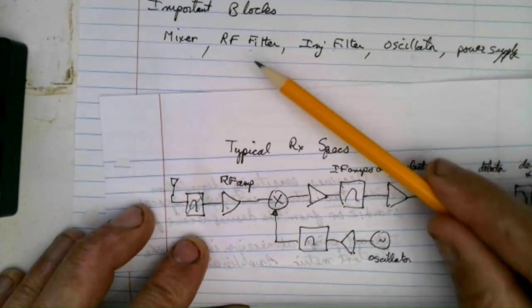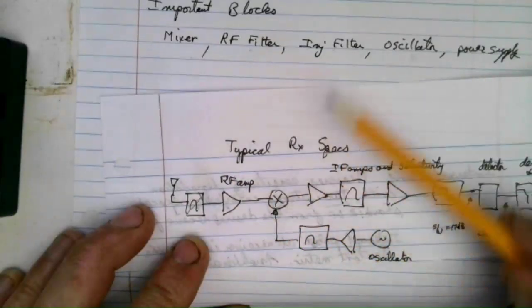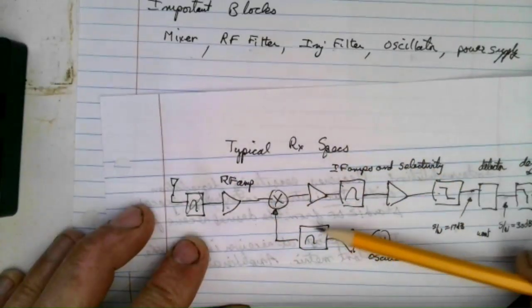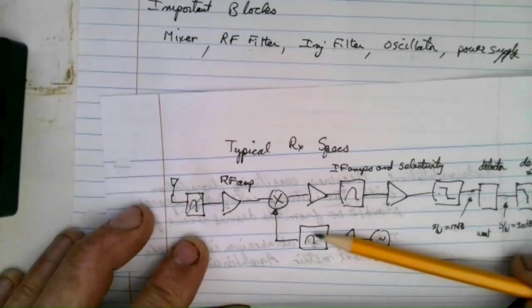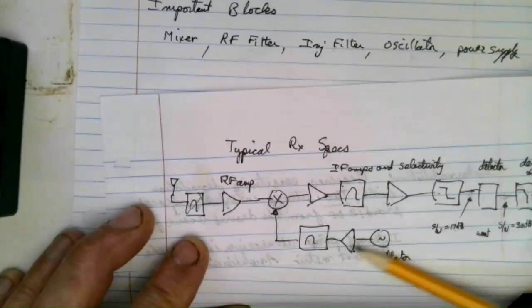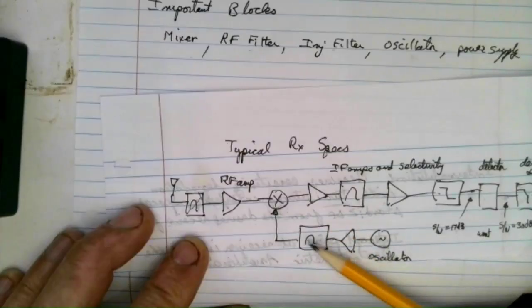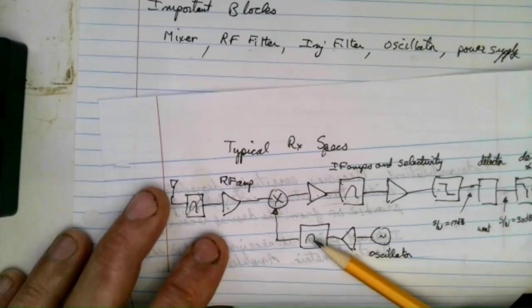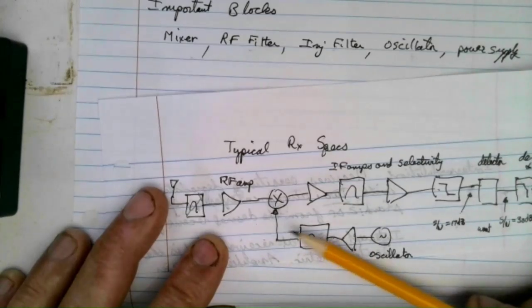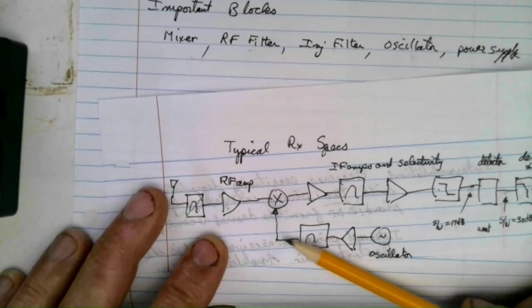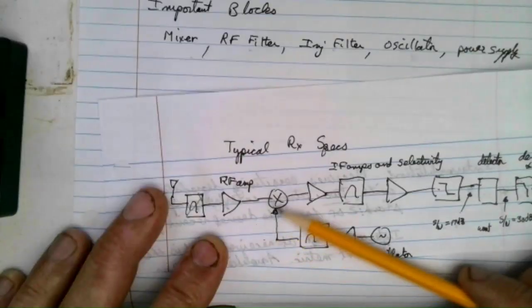RF filter, mixer for sure. Injection filter here, this filter right here. Obviously, if you're concerned about spurs one IF frequency on either side of harmonics of the oscillator, there's your fix right there. All right, so you need to clean up your injection. And by the way, this can also help for noise, depending on what kind of power level you need into your mixer.